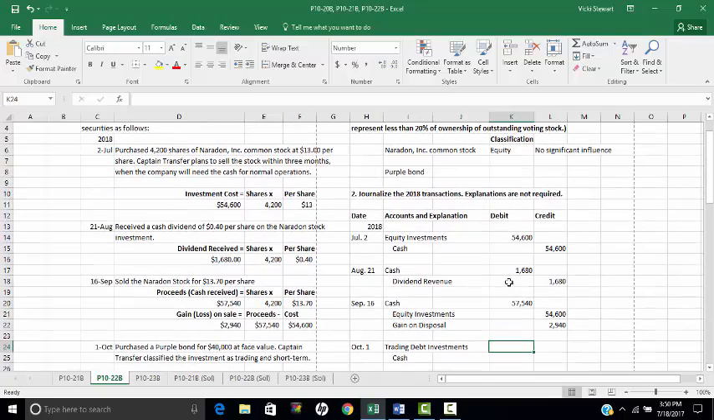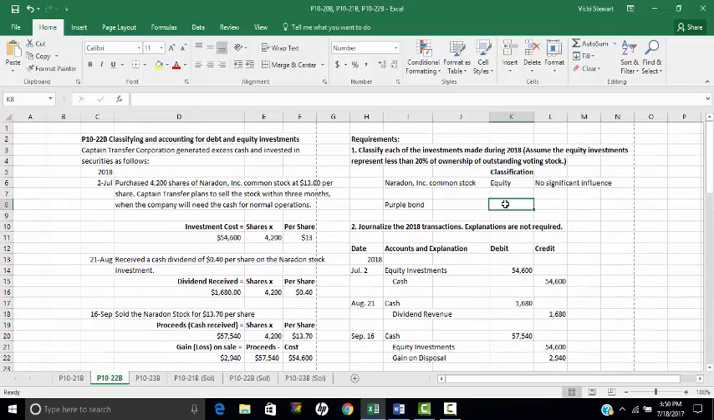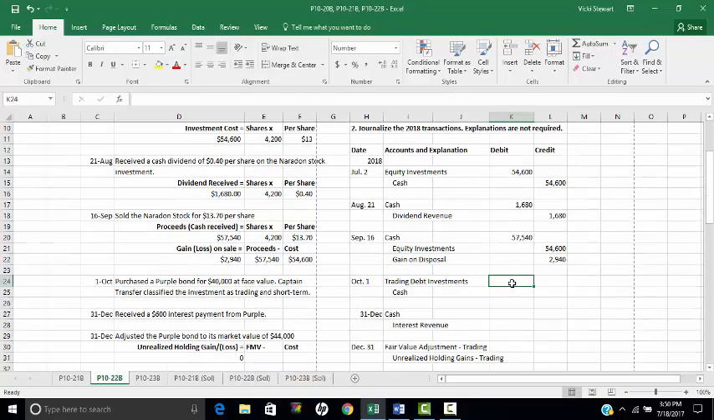On October 1st, the problem states that we purchased a Purple bond for $40,000 at face value, and Captain Transfer classified the investment as trading in short term. So we would just record this as a trading security, and it's a debt security. Now we need to record the purchase of the Purple bond. So we're going to debit trading debt investments for $40,000, and we're going to credit cash for $40,000.